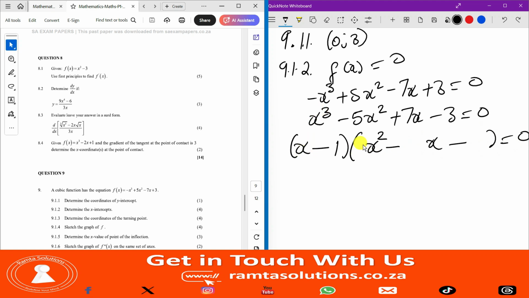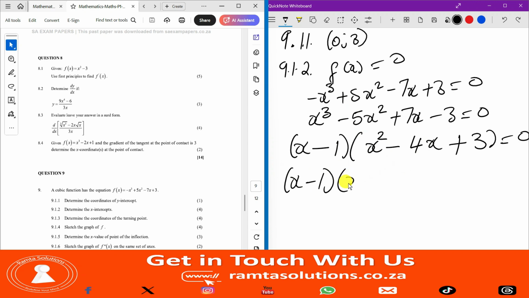x cubed divided by x will be x squared. Cool, we're done. Now negative 3 divided by negative 1 will be positive 3. So this will be positive 3. So we need the middle term to be negative 5. So let's see. Negative 1 times x squared will be negative x squared. So if this is minus x squared, this must be 4x, because this times this will be negative x squared, this times this will be negative 4x. Them combined will be negative 5. Therefore we are good. So this is x minus 1.